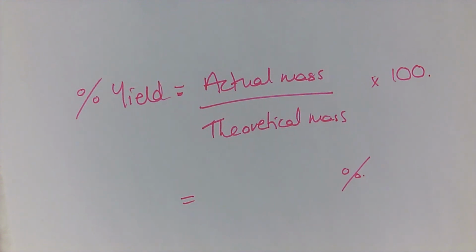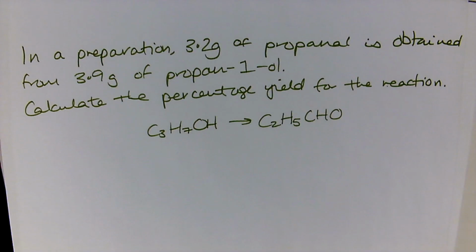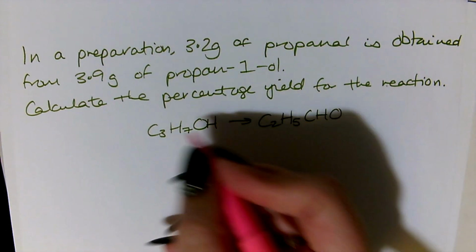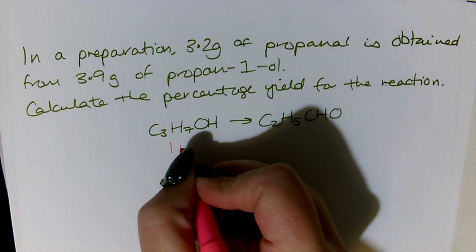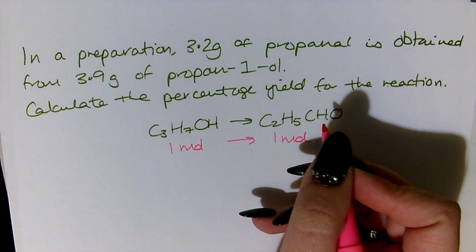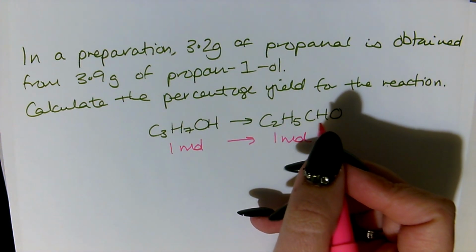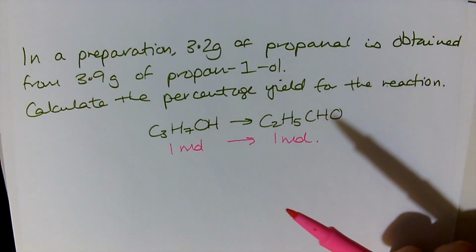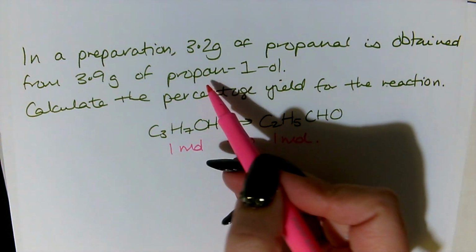Okay, let's have a look at past paper style questions on percentage yield. In a preparation, 3.2 grams of propanal is obtained from 3.9 grams of propan-1-ol. Can we calculate the percentage yield for the reaction? So we have here our balanced equation. First things first, we can clearly see that it's a 1 mole to 1 mole reaction. Okay, we have information about our propan-1-ol.